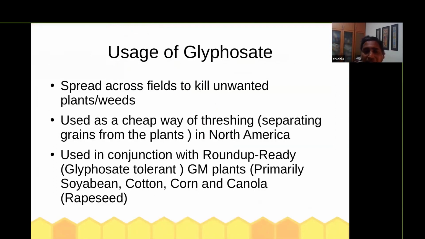So, as I said, first it's spread across fields to kill unwanted plants and weeds. After that, there's a second usage, which the company has actively promoted, and which has actually increased the amount of glyphosate spread in the atmosphere: threshing. Basically, for when you take grains, right? Ragi, rice, wheat, whatever. You have to thresh the grains. So from the stalk, you have to pull out the grains, the edible part, right?